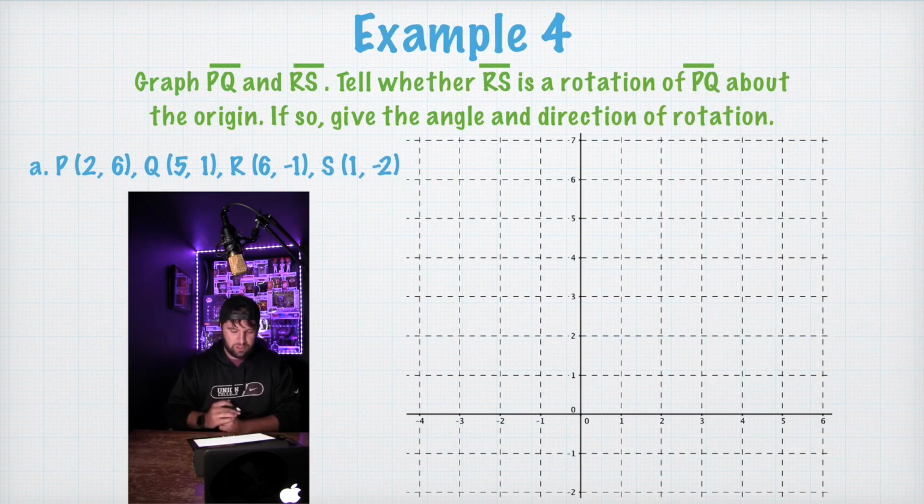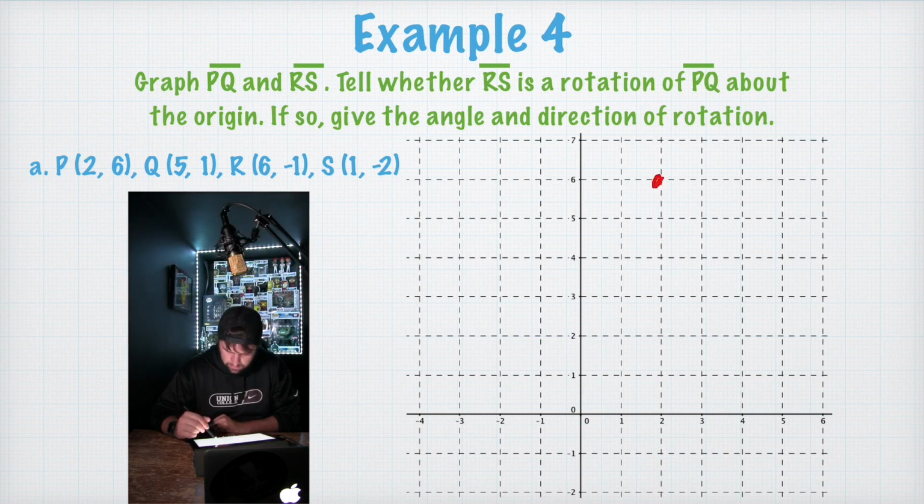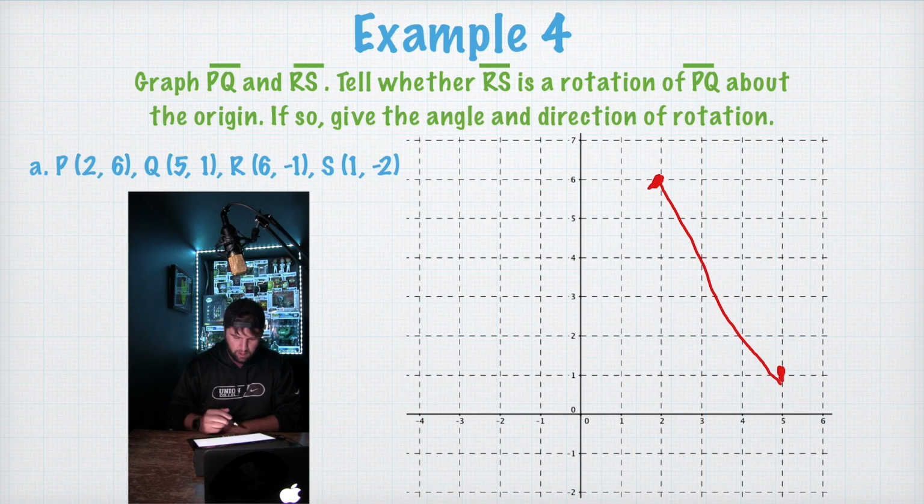Okay. So they want us to graph P, Q, and R, S, and to tell whether RS is a rotation of PQ about the origin. If so, give the angle and direction of the rotation. So PQ, let's do that in red. P is 2, 6. Q is 5, 1. Okay. Then R is 6, negative 1. We'll do it in purple.